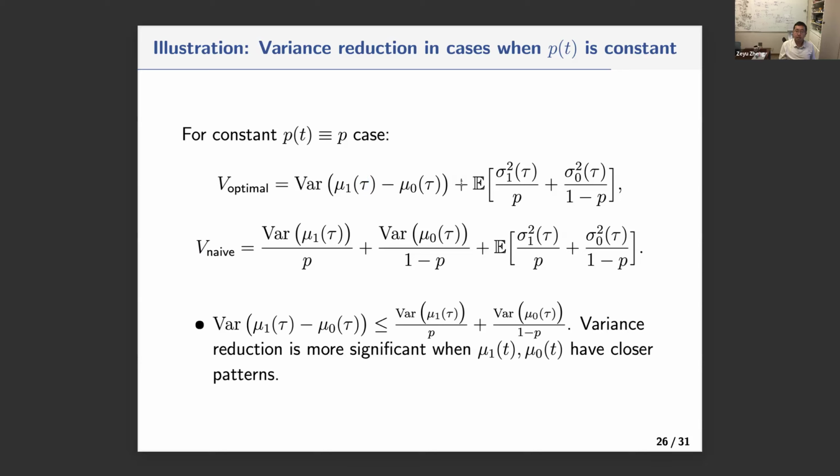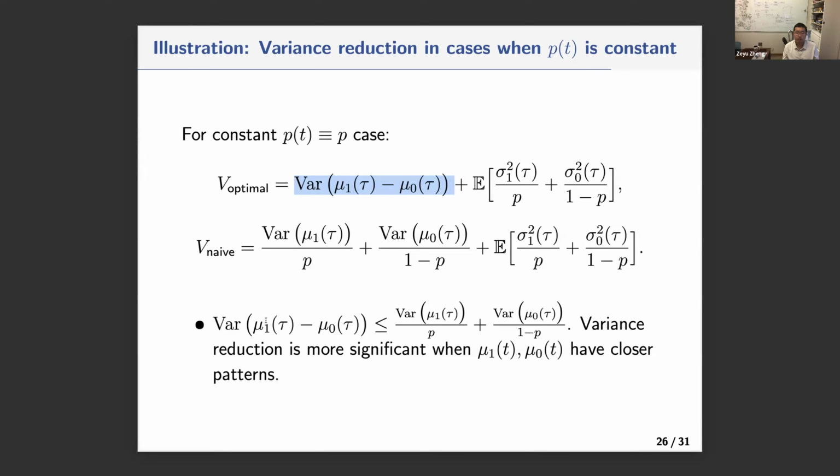We see that the optimal variance and naive variance share the same second part, where you see the uncertainties in the random outcome are just embedded in the observation and cannot be eliminated. But in the first part, the two terms are different, and we know that the variance in the above formula is smaller than the bottom one.